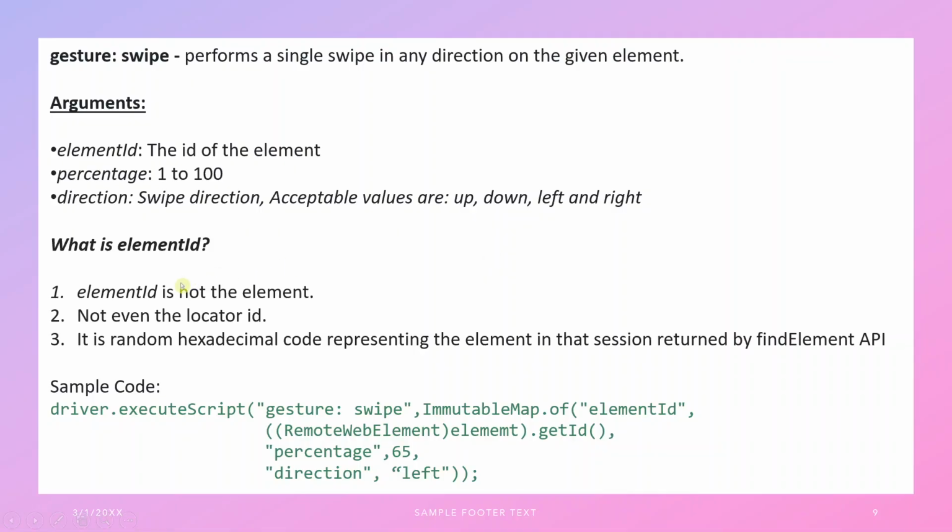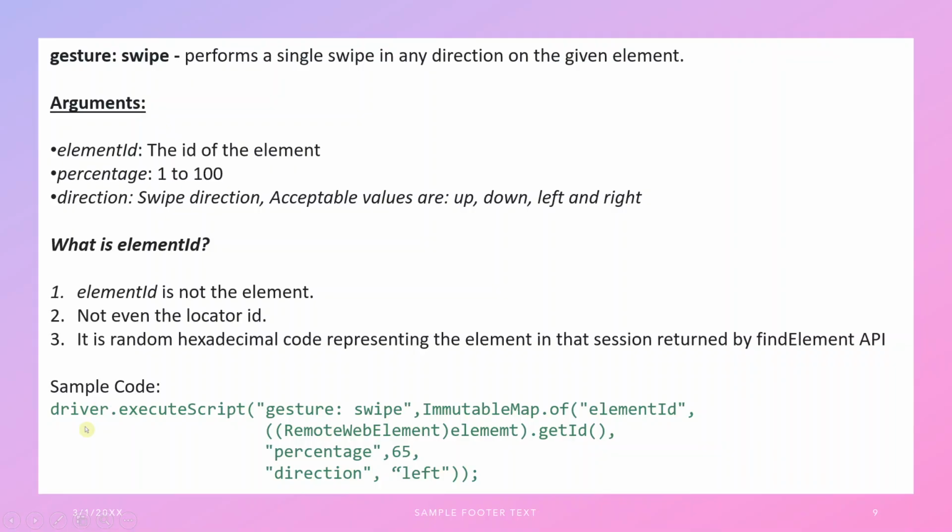Now we will briefly understand what exactly the element id is. The element id is not the element, and not even the locator id. The element id is a random hexadecimal code representing the element in that session, returned by the find element API. The find element API will generate a random hexadecimal code for each and every element in the particular session. When the session is completed, this code will be destroyed. By using this random hexadecimal code, the swipe gesture will be performed.